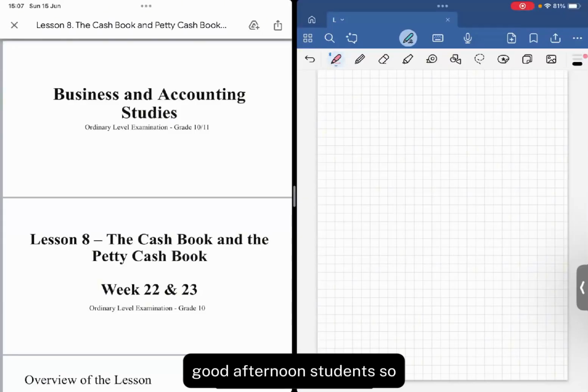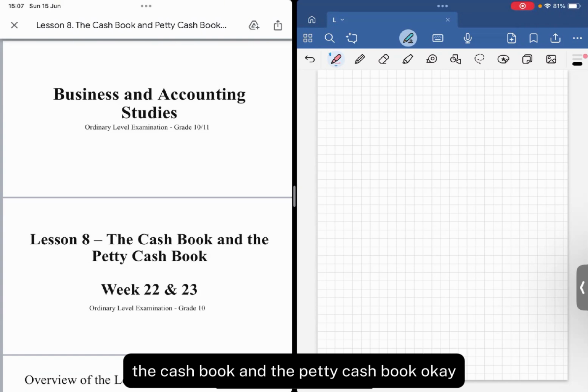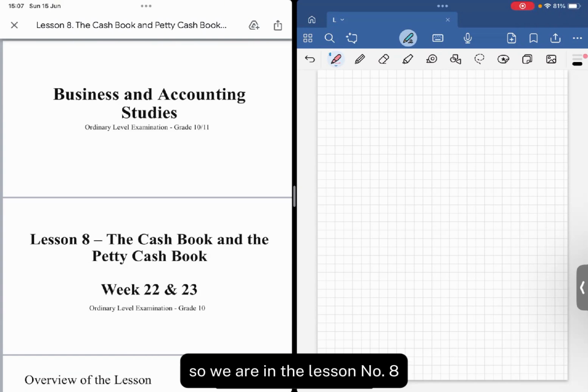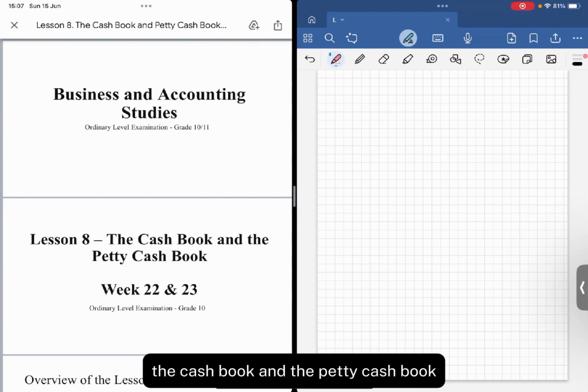Good afternoon, students. So we are in the Business and Accounting Studies for Grade 10 syllabus. Today we are in lesson number 8, the cash book and the petty cash book.